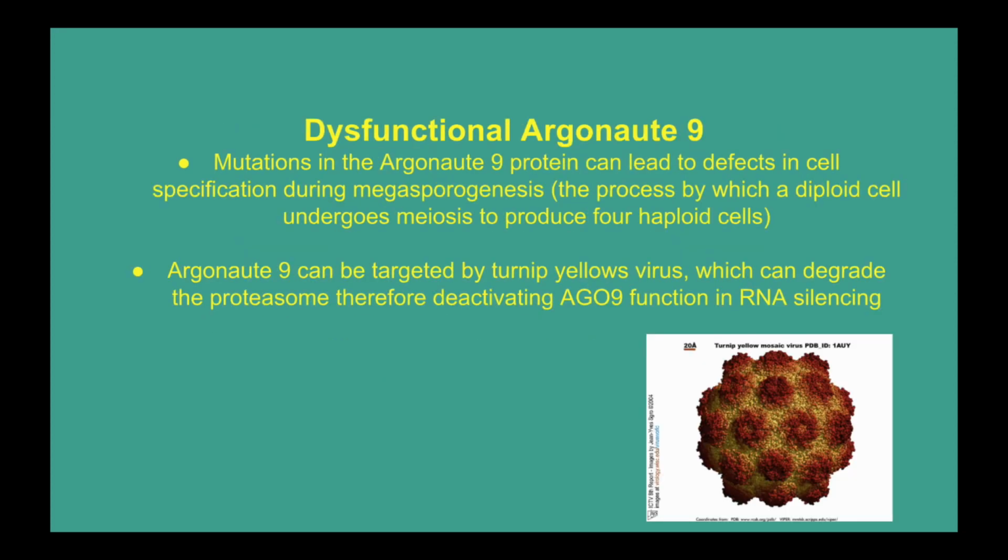In cases of dysfunctional Argonaut 9, mutations in the Argonaut 9 protein can lead to defects in cell specification during megasporogenesis. This is the process by which a diploid cell undergoes meiosis to produce 4 haploid cells, or gametes. Another case where Argonaut 9 can become dysfunctional is when it is targeted by the turnip yellows virus. This can degrade the proteasome and deactivate the function in RNA silencing.